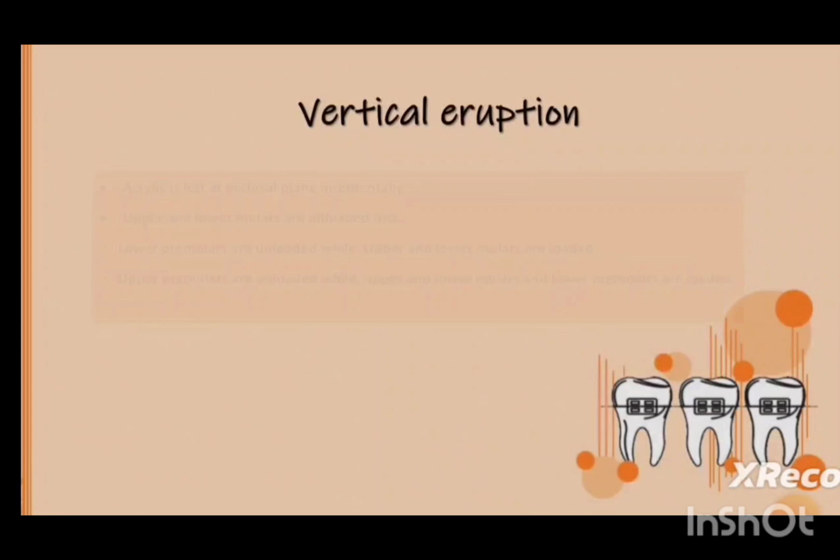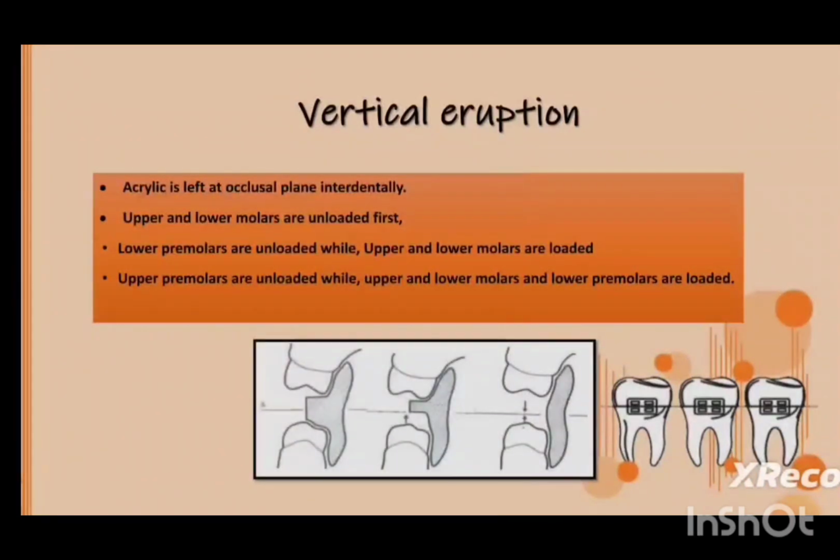Firstly, vertical eruption. Now the acrylic is left at the occlusal plane interdentally. Firstly, between both teeth, the acrylic is left. Now the upper and lower molars are unloaded first. That means the acrylic between the molar region is trimmed off. This will cause a closure of the open bite due to the supraeruption of the molars.